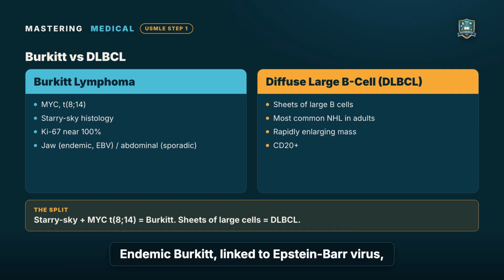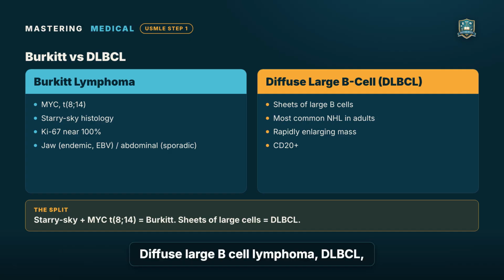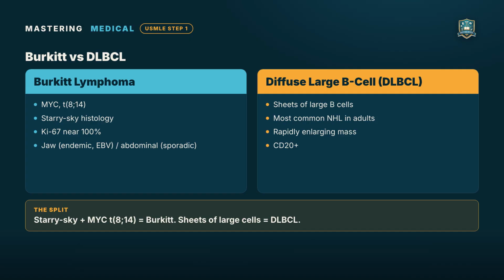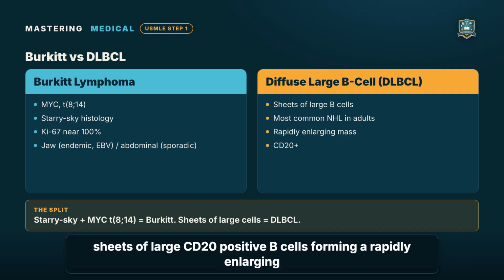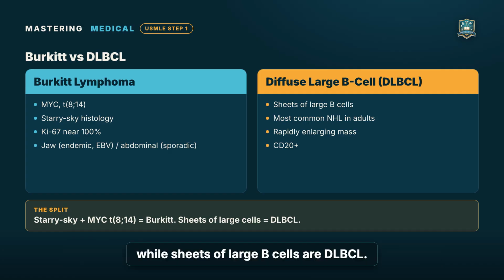Endemic Burkitt, linked to Epstein-Barr virus, gives a jaw mass. Sporadic Burkitt gives an abdominal mass. Diffuse large B-cell lymphoma, DLBCL, is the most common non-Hodgkin lymphoma in adults. Sheets of large CD20 positive B cells forming a rapidly enlarging mass. So a starry sky with the MYC translocation is Burkitt, while sheets of large B cells are DLBCL.